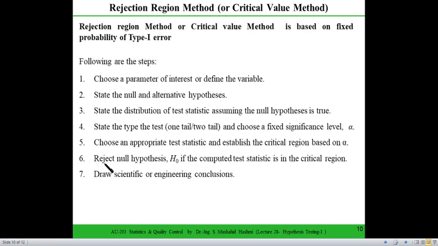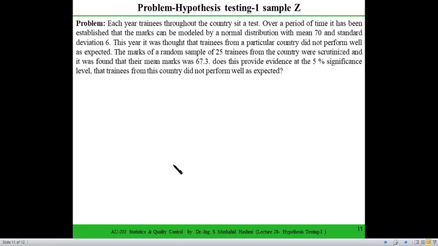You reject the null hypothesis if your computed test statistic is in the critical region, or in the alpha region. And then obviously in the last step you have to make some scientific or engineering conclusions. Okay, so this is best understood once we solve a problem by employing all these steps.